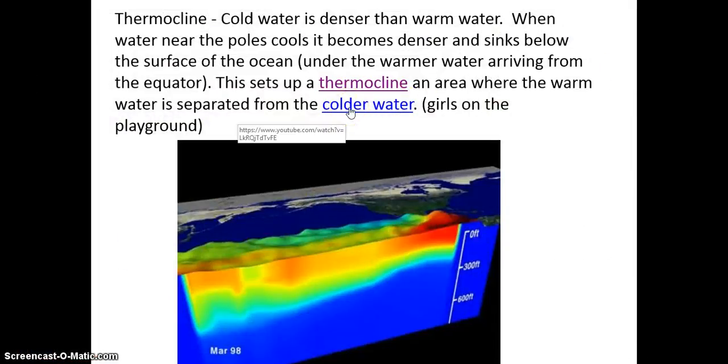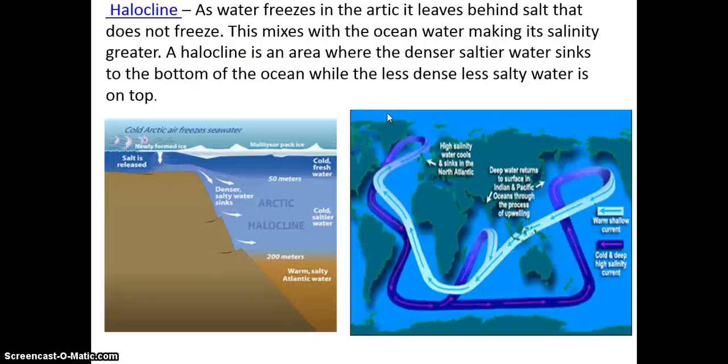Okay. Now, the halocline. What the heck's that? As water freezes in the Arctic, it leaves behind salt because salt does not freeze. This mixes with the ocean water, making its salinity greater. In other words, the ocean water becomes saltier because it didn't take the salt with it. A halocline is an area where denser, saltier water sinks to the bottom of the ocean. So, here, new ice forms, and as it forms, it releases salt. Salt comes down here. This area becomes saltier, and this water sinks.